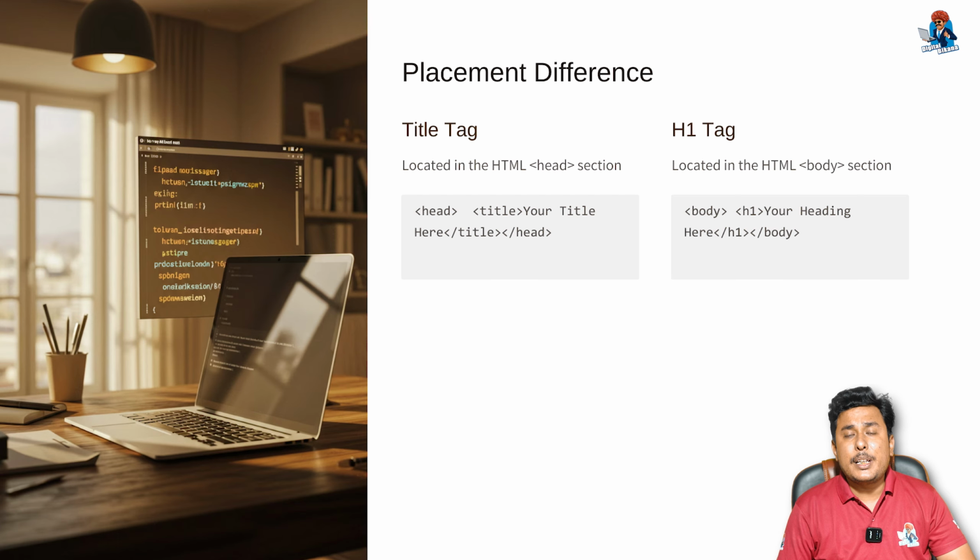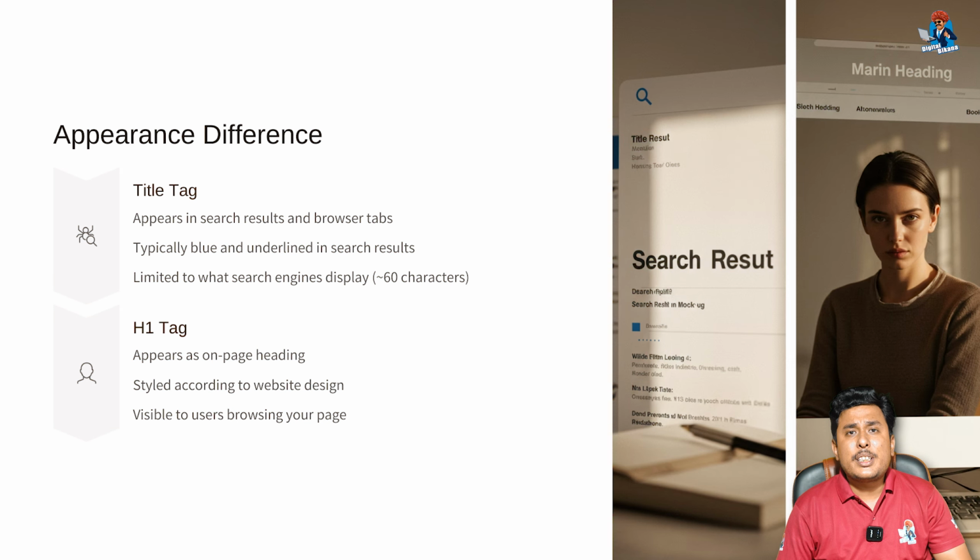The title tag is placed in the head section of your HTML code, while the H1 tag is placed in the body section visible to readers. Users see the title tag in search results and browser tabs. The H1 tag appears directly on the page, usually as the largest, boldest text.